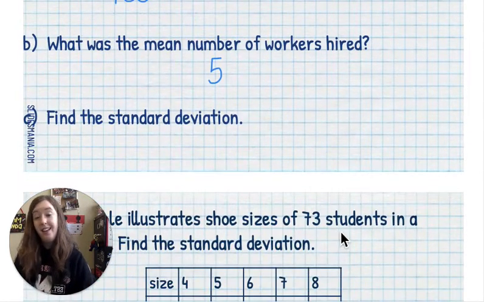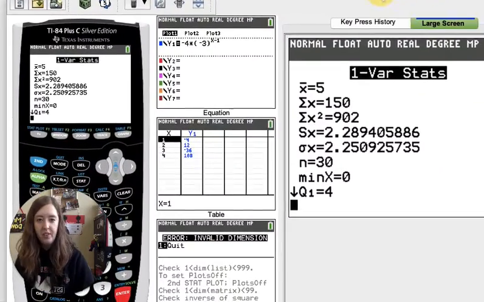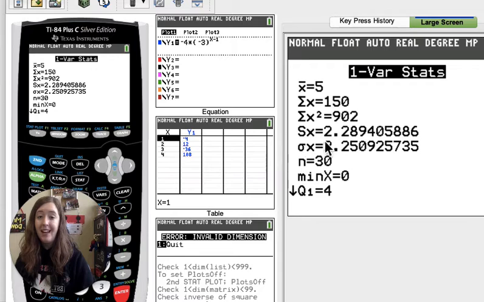Now we want to find the standard deviation. So we're going to use Sx. Okay, so we got 2.2894, and so on. Let's call that 2.29.